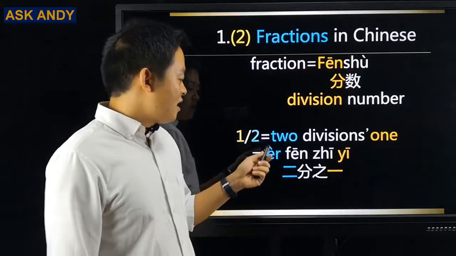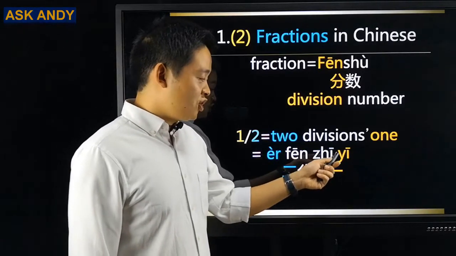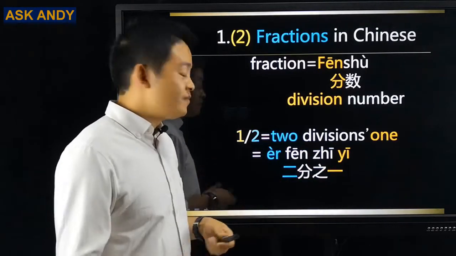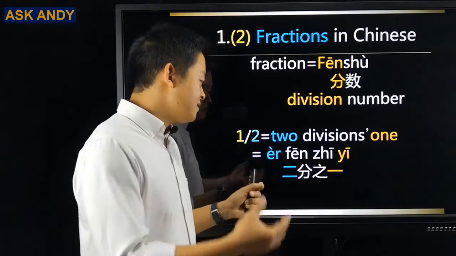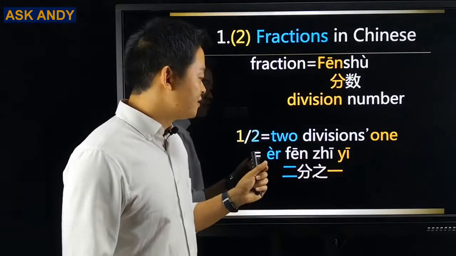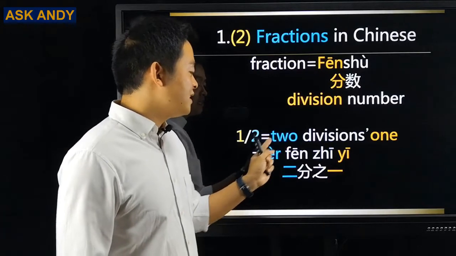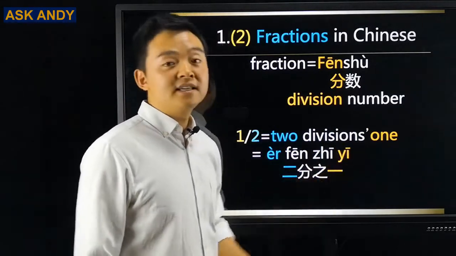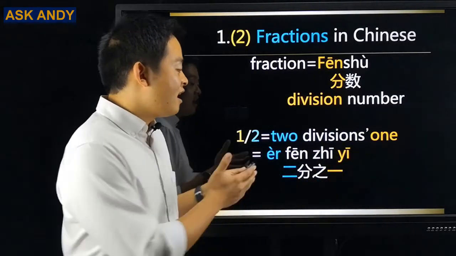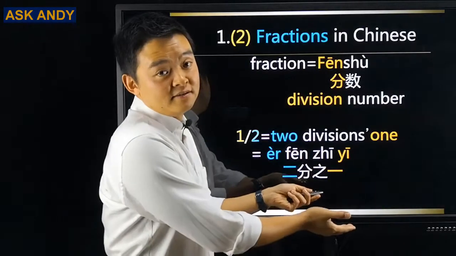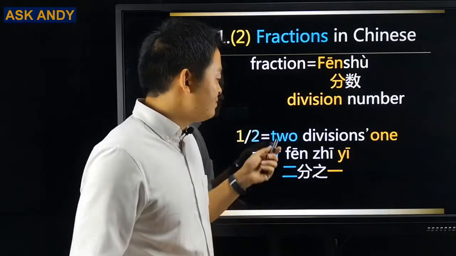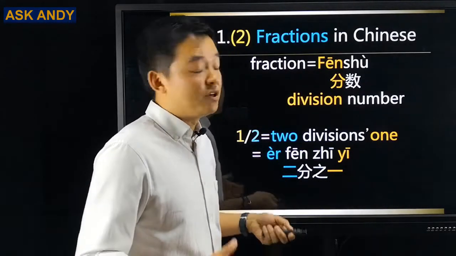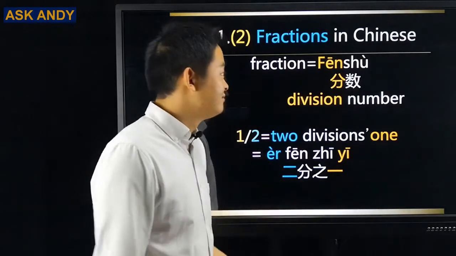So 2分之一. You need to remember this: 分之. And we need to change the word order. For 2, we make it at the beginning. 1, we make it in the end. So that will be 2分之一. Once you have remembered this one, the rest is easy because they are following the same rule.